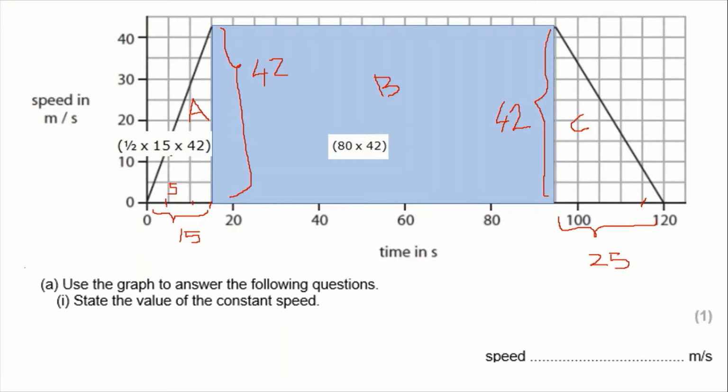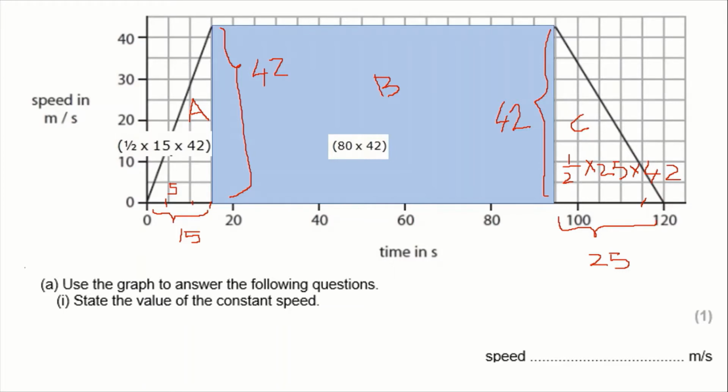Right. So then how can we calculate the area of C? It will be half into base 25 into height 42. So half into 25 into 42 gives you the area of C. Now we have to calculate the area of B.